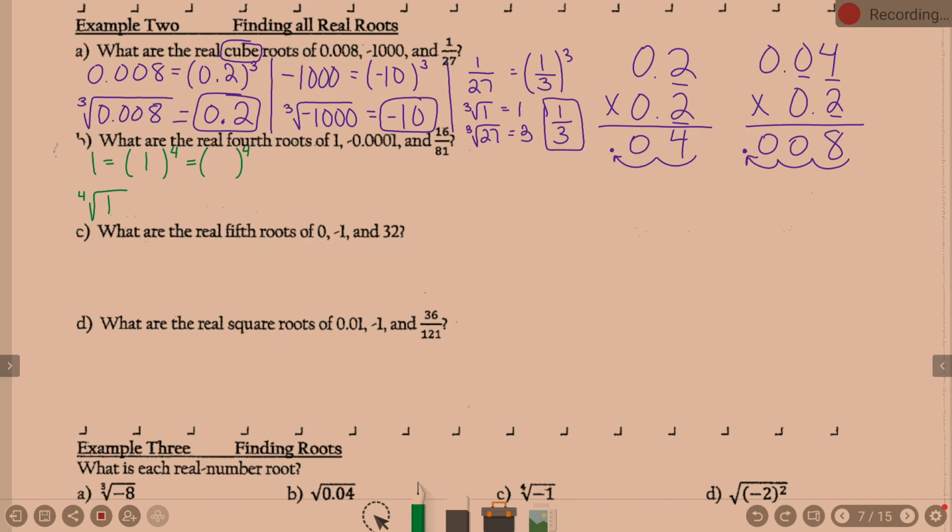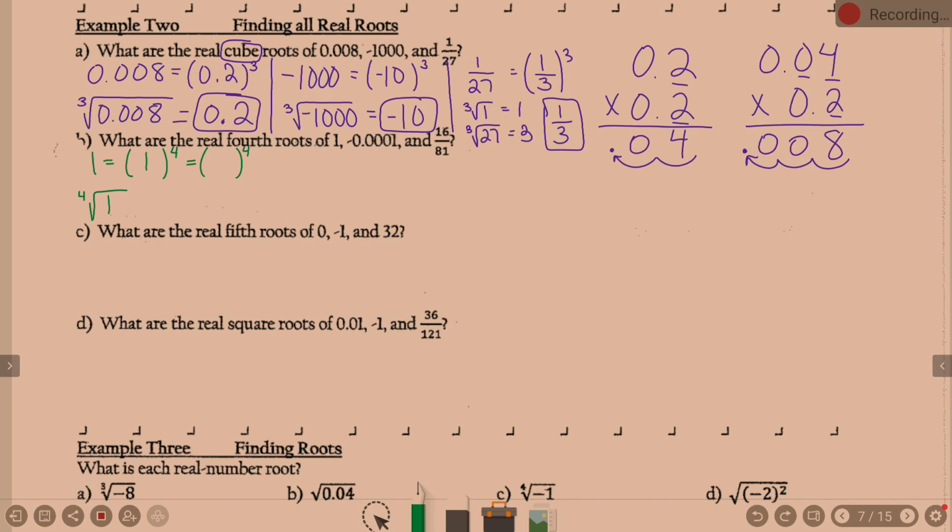Can you make us a chart? I'm going to make a little comment over here. Not a chart, but just a statement about odd versus even roots. I'm trying to save room over here. Okay. One more here.